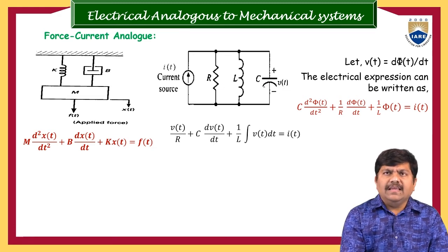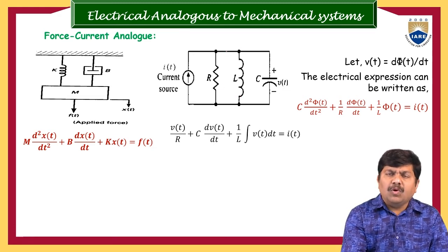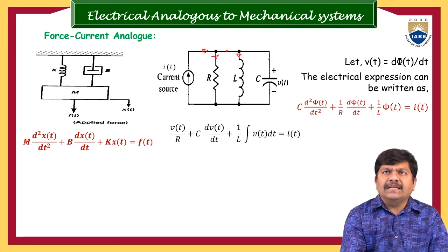So the RLC circuit is clearly represented by using nodal analysis. If you are applying the nodal analysis, what happens here? This is the input current, and this is the output current, and this is another output current flowing through the inductor. This is another output current flowing through the capacitor.